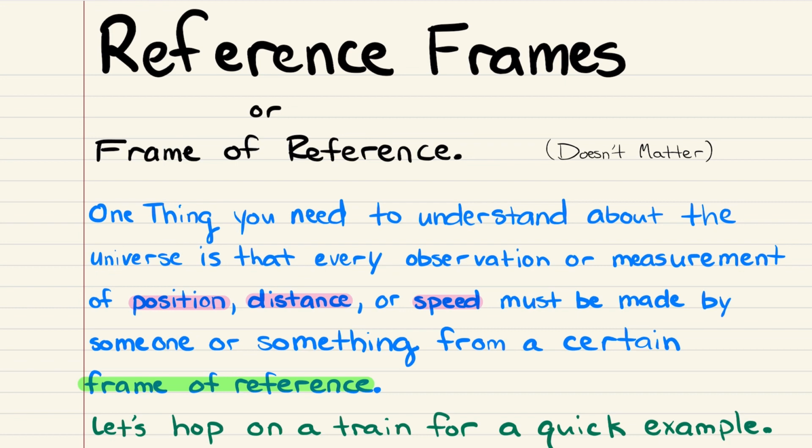So before we talk about any of the ways that objects move, one thing we need to cover is the concept of reference frames, which I feel like is a little bit undercovered and not quite solidified in the minds of a lot of physics students before they start studying physics. So one thing you need to understand about the universe is that every observation or measurement of position, distance, speed, acceleration, anything like that, must be made by someone or something from a certain frame of reference.